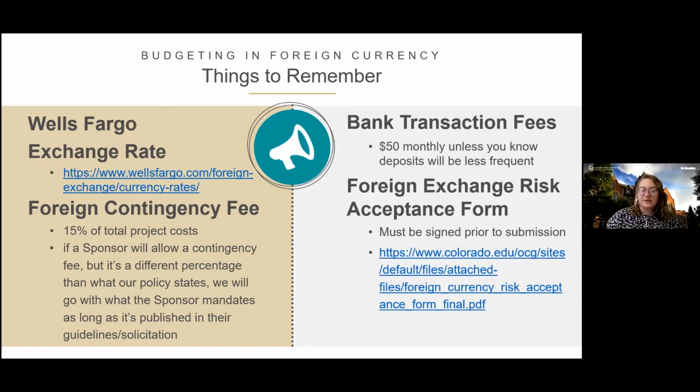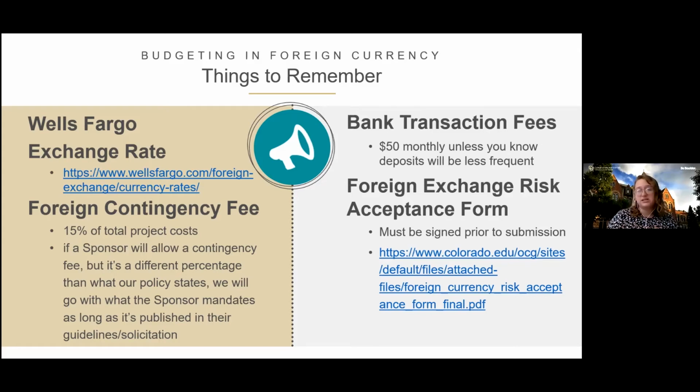So the other thing that we're going to talk about are bank transaction fees. These fees come from the bank the university banks with. When we have deposits that come in that are not in USD, we're charged a fee for those deposits. We know that it's $50 per deposit. And so when we are unsure of how many deposits are going to be made over the course of a project, we default to monthly to make sure no money has to come out of those scientific resources to pay for something that's administrative.